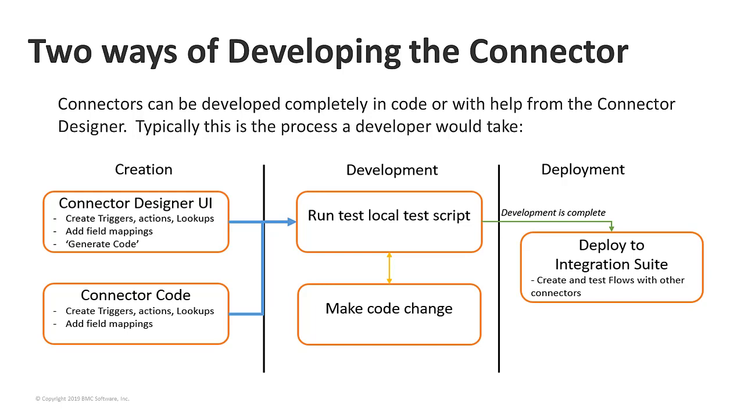There's really not a standard way that services return those errors. So in development, you can run your tests using a local test script, which we have available on the communities page. So you can use the test driver to run it locally and validate that all of your triggers, actions, and lookups are processing correctly. And obviously with development, you make your code changes, retest, and so on. Once your development is complete, you can deploy the connector to the integration suite. At that point, it can be deployed to a production controller.